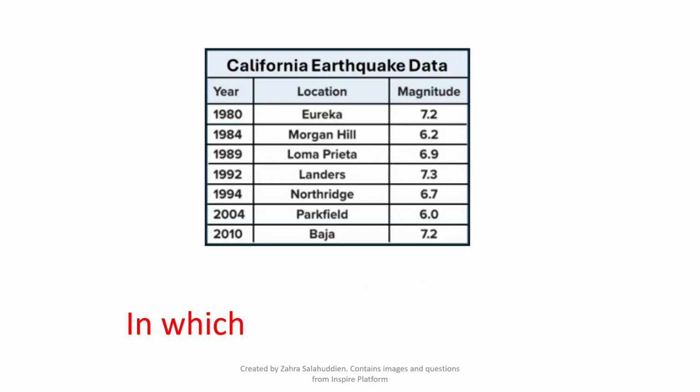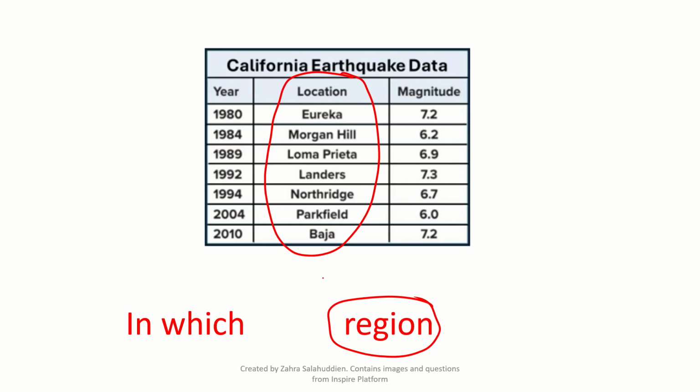Now, what if the question says, in which region? In which region means they're asking me for the name of a place. Okay, so if I see this word region, I'm going to look over here. They will ask you questions about the place. Maybe they say, in which region was there an earthquake of magnitude 7.3? Then I will look over here. I see 7.3. This is my region. My answer will be Landers.